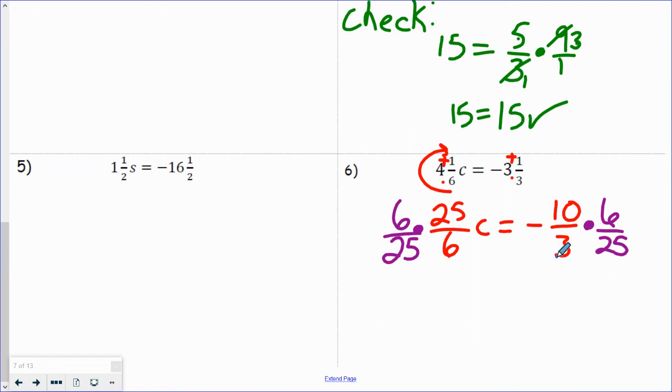All right, I see 3 and 6 can both be cross canceled because they can both be divided by 3. What about 10 and 25? 10 can't go into 25, but they do have the greatest common factor of 5. If I divide both by 5, this is really a 2. And this one is a 1. Okay, so then we get a different sign. So C equals a negative 2 times 2 is 4. Okay.